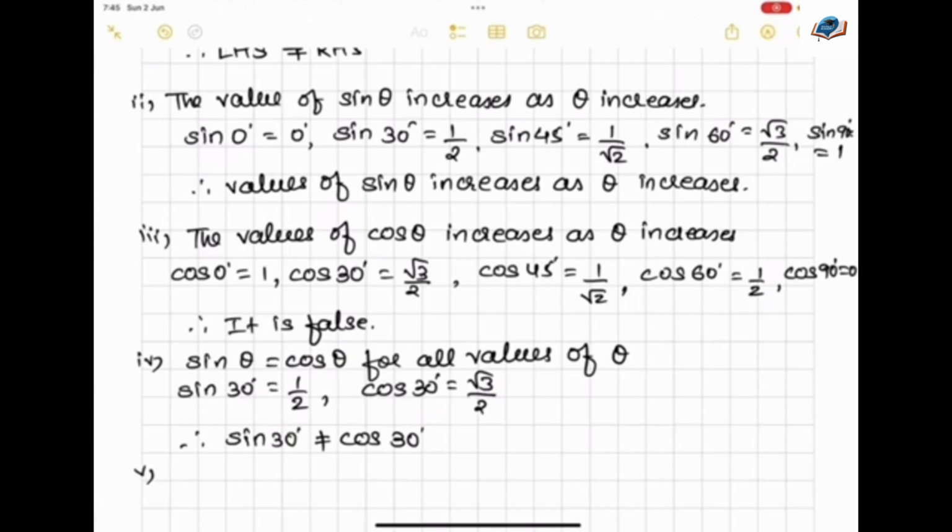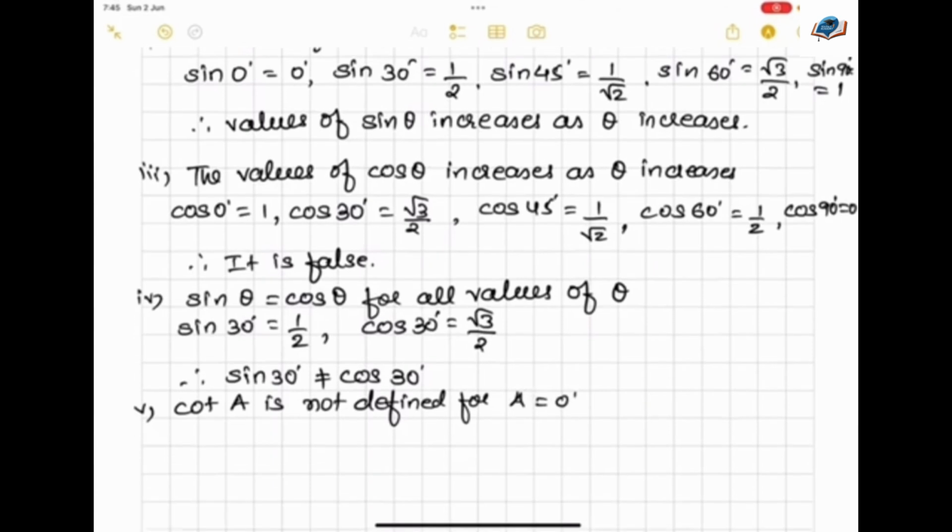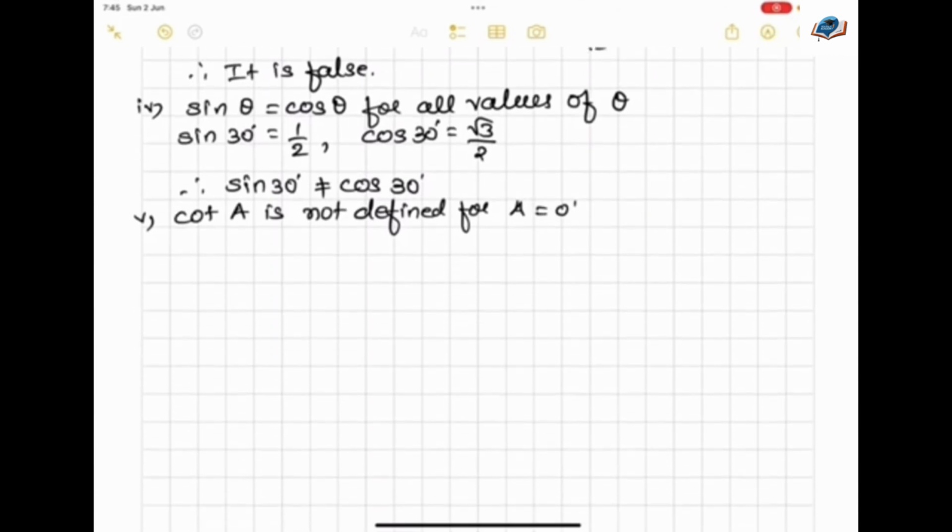Fifth one, cot A is not defined for A equal to 0 degree. So cot 0 will be equal to cos 0 upon sin 0. So cos 0 is 1 upon 0. So that is not defined. So therefore it is true.